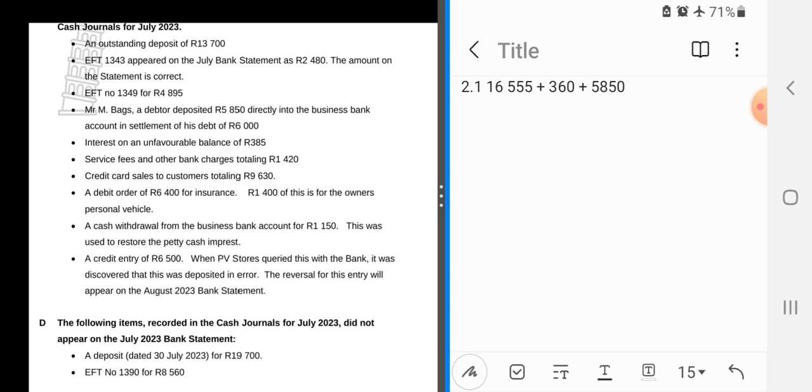So it does not appear in the journals, it only appears on the bank statement. So we will add whatever appears in the cash receipt journal and subtract whatever goes in the cash payment journal, because as I've shown you, for the bank balance we say balance at the beginning plus receipts minus payments. Here we are given 16,555, but certain things were not taken into consideration, so we cannot just take it as the final bank balance.